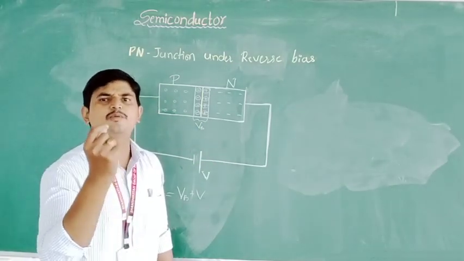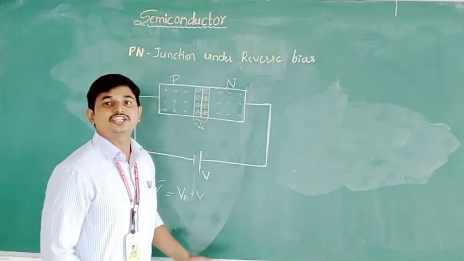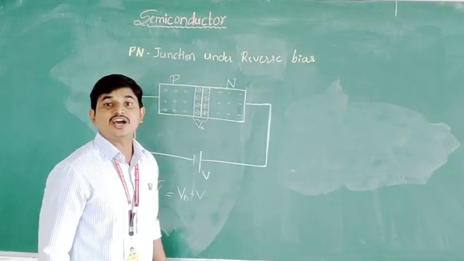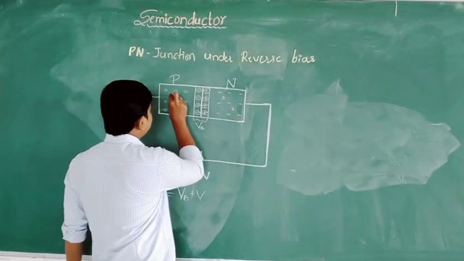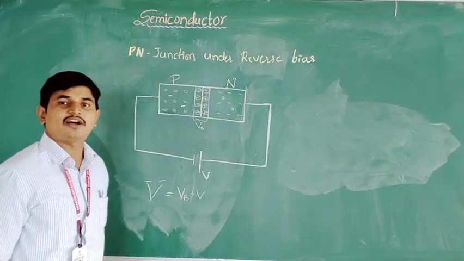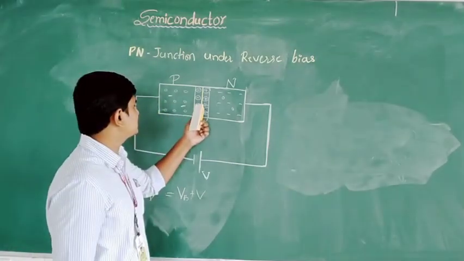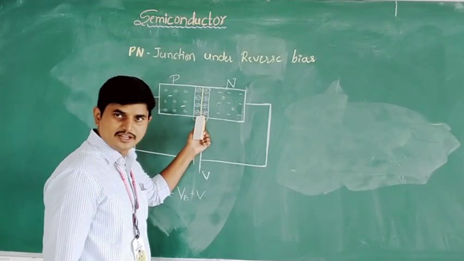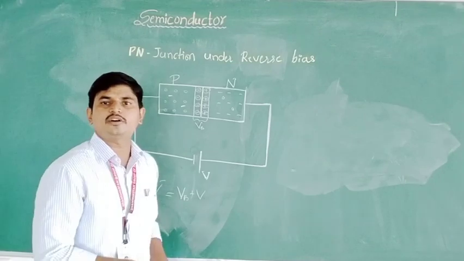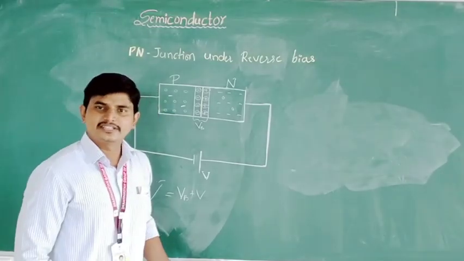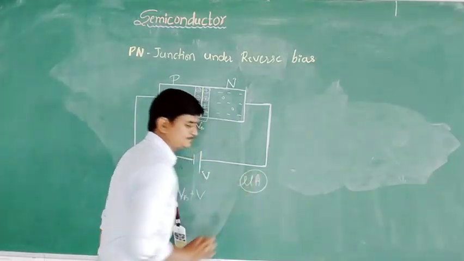There is a small amount of current flowing through the junction, that is due to minority charge carriers. Here and there some minority charge carriers are available. Those minority charge carriers pass through the junction in the reverse bias. That's why there is a very small amount of current in the reverse bias, that is in the order of microampere.